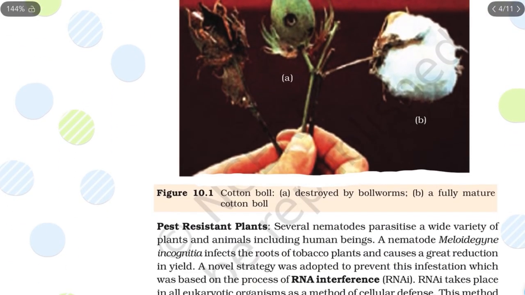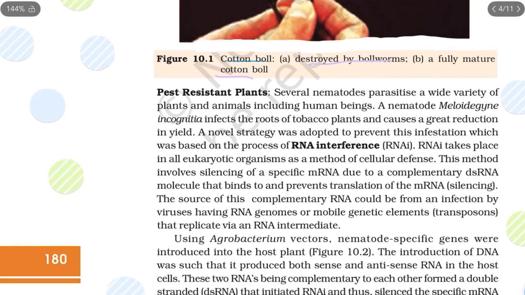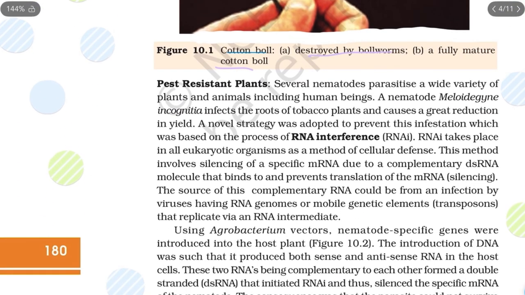This is a cotton boll. This one is destroyed by bollworms, and this one is a fully mature cotton boll. Understood? So, coming back to our topic, pest resistant plants.